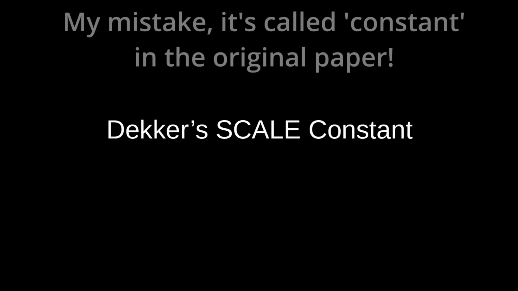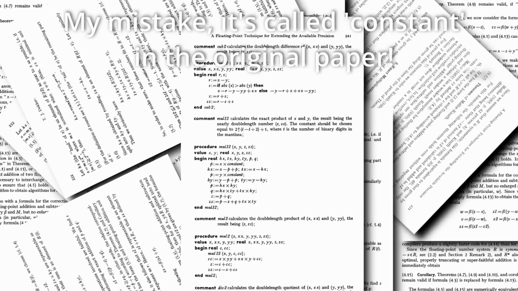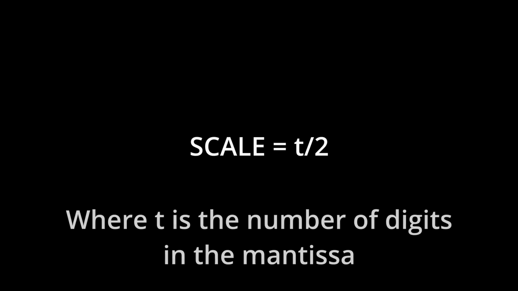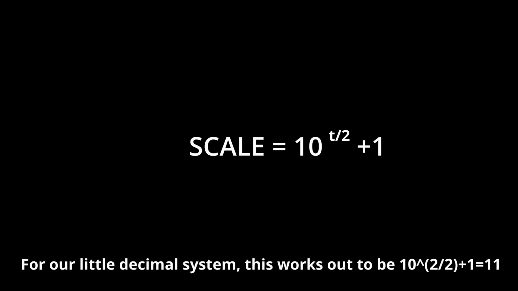And the way that Dekker achieves this is he computes a constant, which I'm going to call scale. Now, this was called capital C in the original paper, but I'll call it scale here. And to compute this scale constant, a little bit strange, but you take the number of digits of precision that you've got and you divide it by 2. We've got 2 digits of precision in our little system just here. So 2 divided by 2 gives you 1. You raise your base to that power. So we'd have 10 to the power of 1 since we're using decimal. And then you add 1 to that. Our scale constant will be 10 to the power of 1, plus 1.